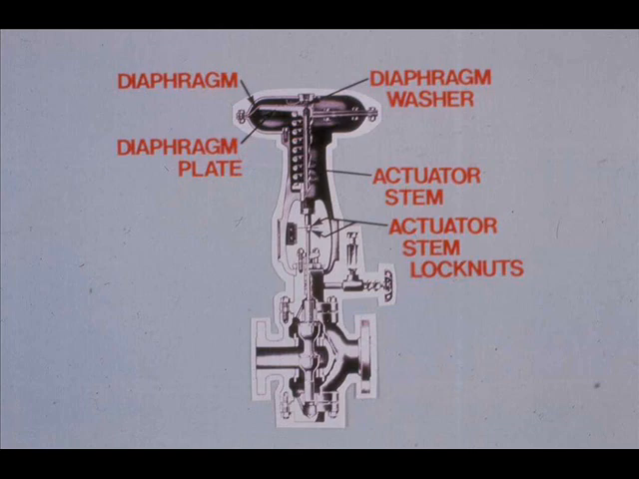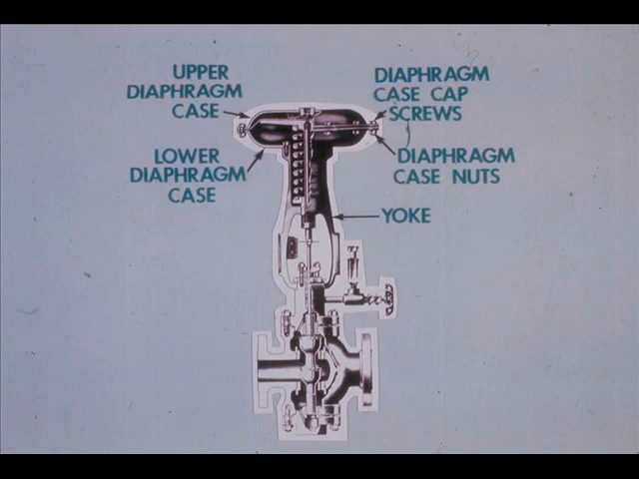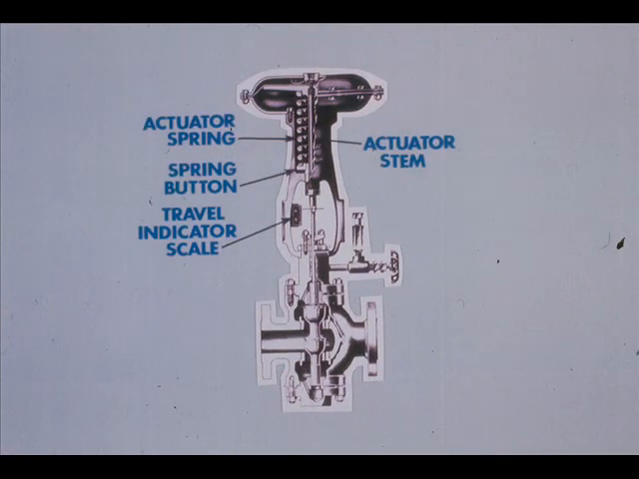Locate these parts: actuator stem lock nuts, actuator stem, diaphragm, diaphragm plate, diaphragm washer. Also, locate the upper diaphragm case, lower diaphragm case cap screw, diaphragm case nuts, yoke. And locate the actuator spring, actuator stem, spring button, travel indicator scale.